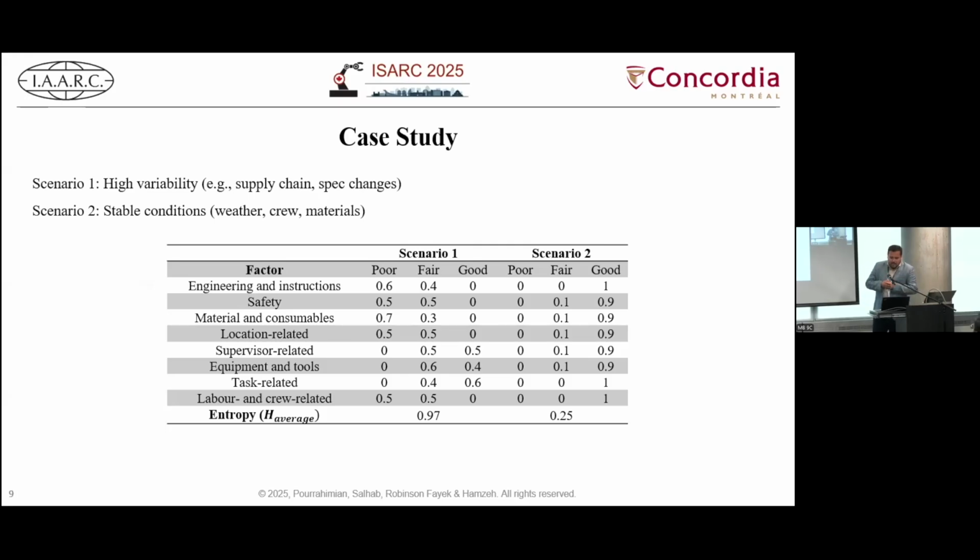As you can see, for the first scenario, when they did the fuzzy analysis, we calculated different memberships. For example, when safety says 0.5 poor, 0.5 fair, it means that to the degree of 0.5 it's in a poor state, and to the degree of 0.5 it's in a fair state. It's not crisp that it's poor or fair. Using this calculation, we calculated the entropy, which is 0.97 for the first scenario, as expected, and 0.25 for the second scenario, which shows a more stable state.